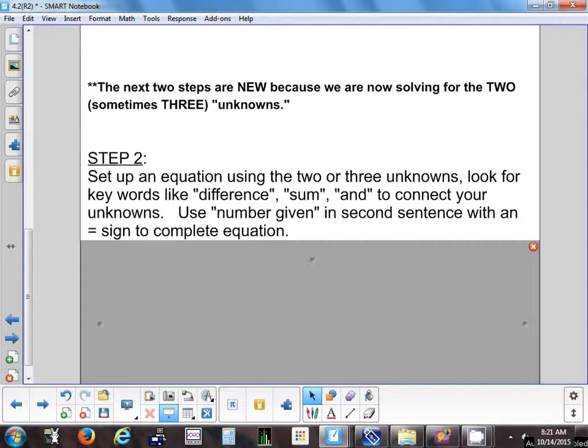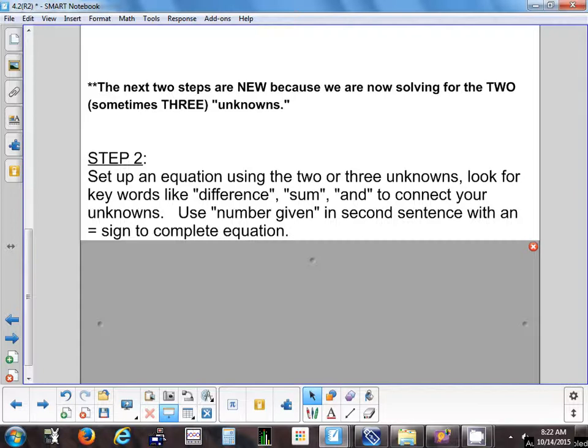All right, set up an equation. You're going to look for keywords like difference means subtract. Sum. What's sum mean? Addition. And then you might get and. The sum, you might get and.